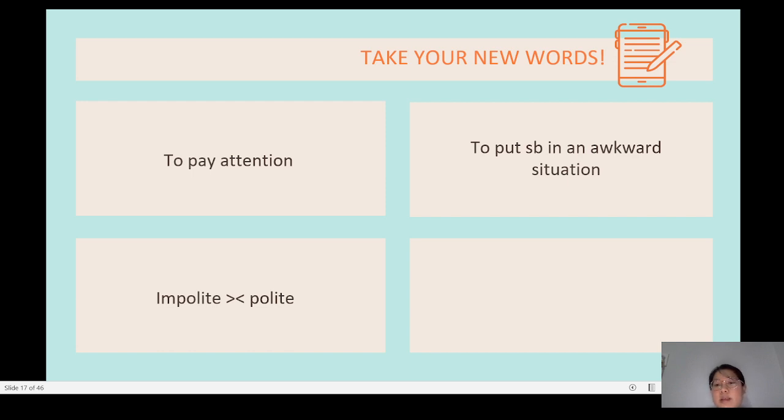Put someone in an awkward situation. The word awkward here has the same meaning as weird, or expresses something unusual or abnormal. Implied has the opposite meaning to the word polite. Implied has the synonym rude.